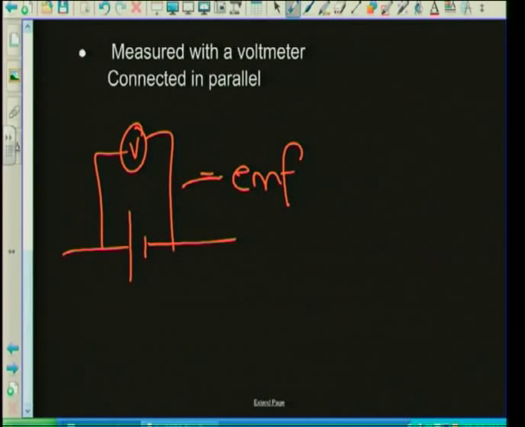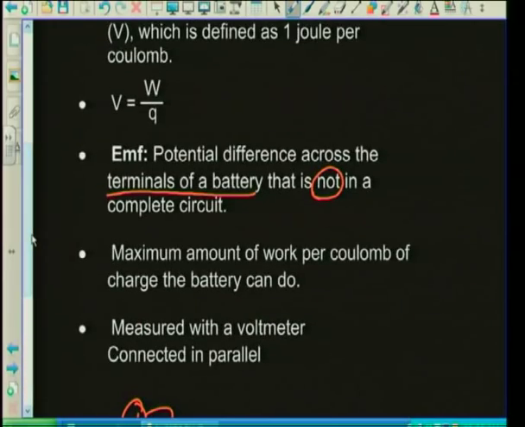my EMF. Now, what that means for us is this is the maximum amount of work that the cell can do. It is the maximum amount of work or energy, we interchange work and energy, that can be given to the charge or the electrons as they pass through the battery.